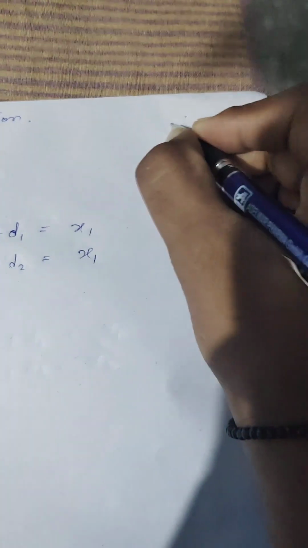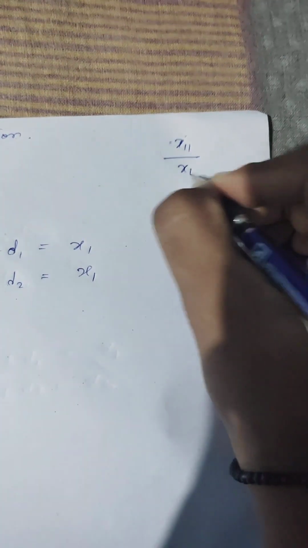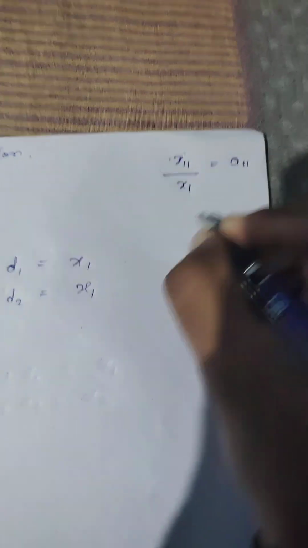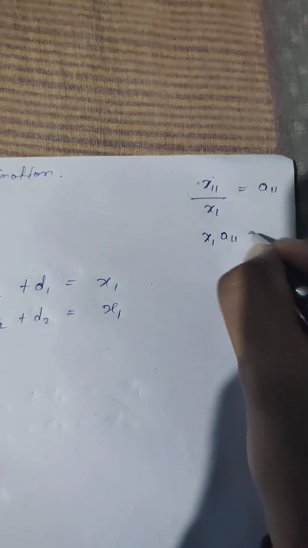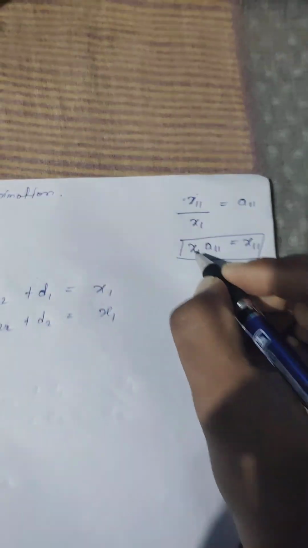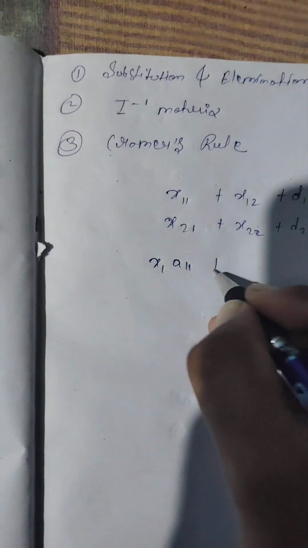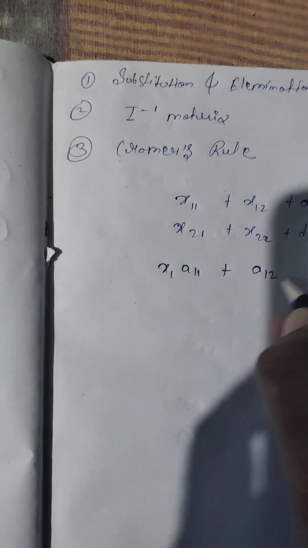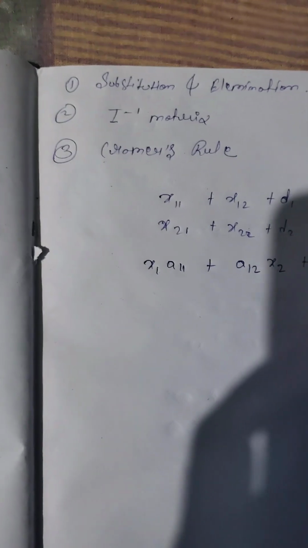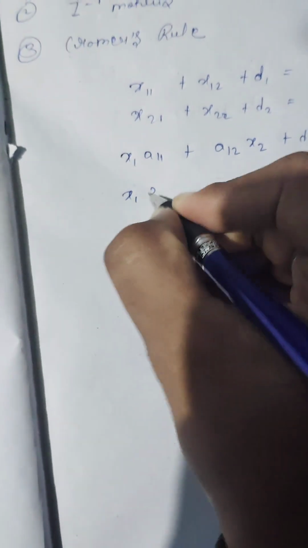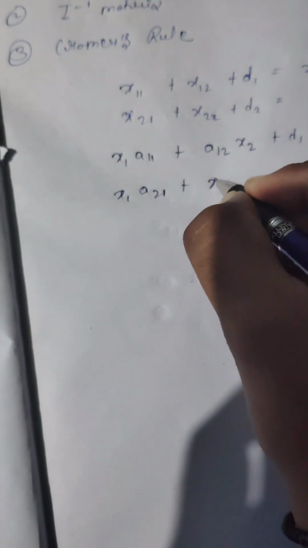So we know that X11 divided by X1 is equal to A11. So X1 into A11 will be equal to X11. We will use this concept over here. So we can write that X1 into A11 plus A12 multiplied by X2 plus D1 is equal to X1. Similarly, we will write X1 multiplied by A21 plus X2 multiplied by A22 plus D2 equals X2.